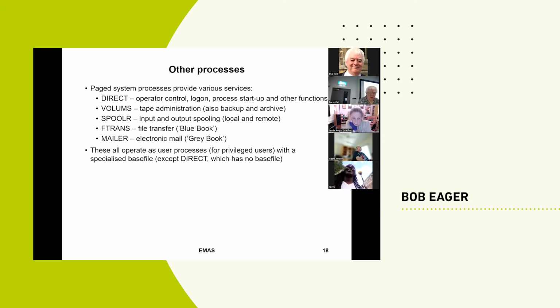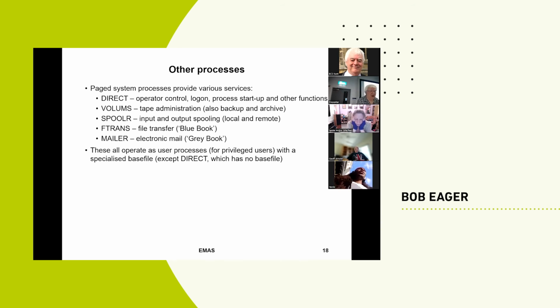So the processes in the system which were paged, there were some system ones, and there were 5 that were permanently running. So as soon as you start the system up, these 5 will pop into view. Something called direct, which had operator control. You talk to it at the operator console. It handled all the logon and starting a process. Volumes, and they all had to be 6 characters, you see. Tape administration, did backup, archive, asking the operators to put the tapes up and so on. Spooler, which was input and output spooling. Much more complex than you think because they had lots of remote printers, remote card readers, even remote paper tape readers, card punches, you name it.